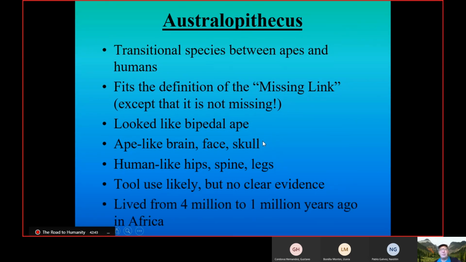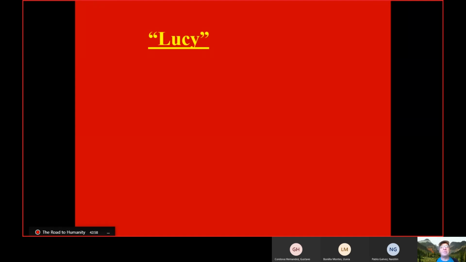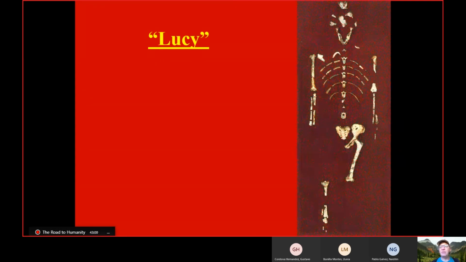We think they use tools, but we don't know for sure. And we only find these fossils in Africa. We find several different kinds, and they were living in Africa between 4 million and 1 million years ago when they went extinct. The most famous Australopithecus has been named Lucy because she was a pretty complete specimen, a 4 million year old skeleton here with this many bones remaining.